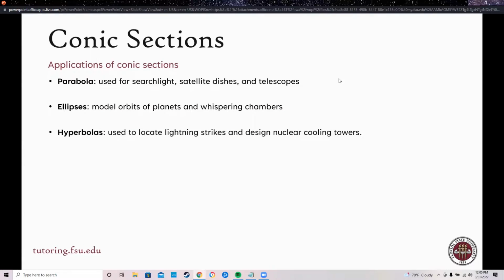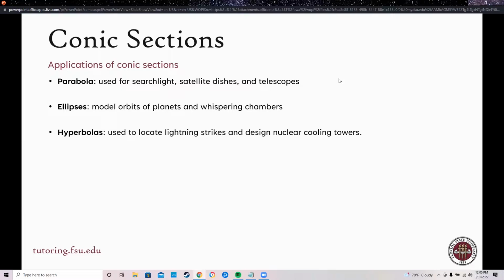So how are these geometries important? Parabolas are used for satellite dishes and telescopes. I can tell you that firsthand since I'm an astronomer. They're very important when designing these telescopes and getting the angles right for the dishes.